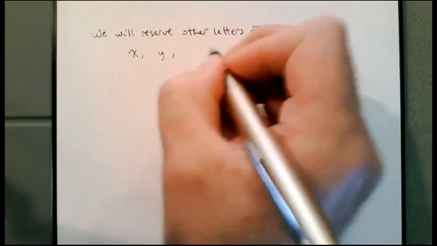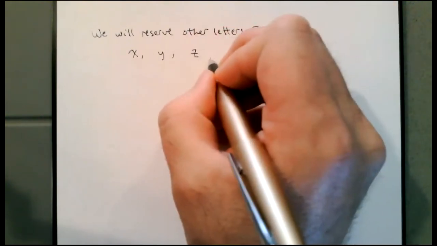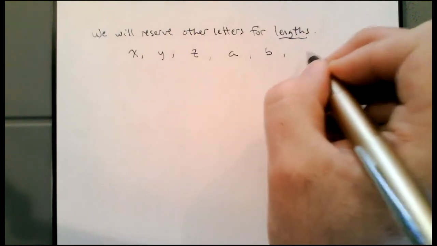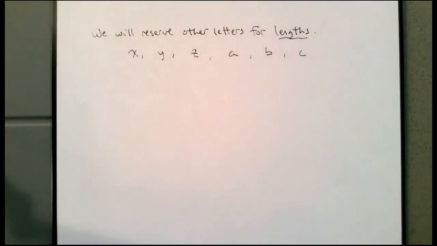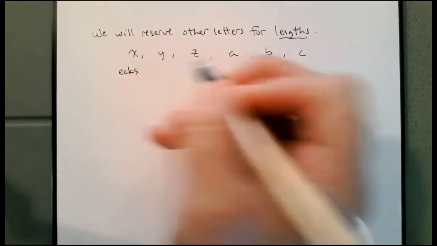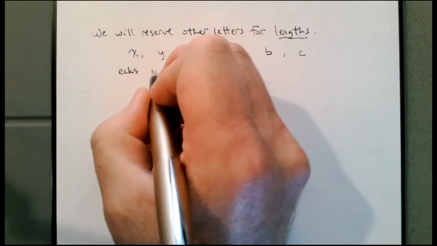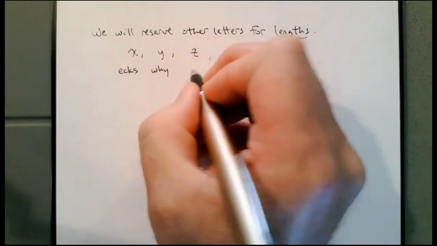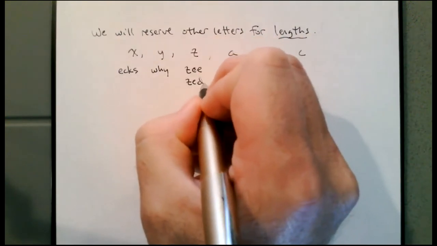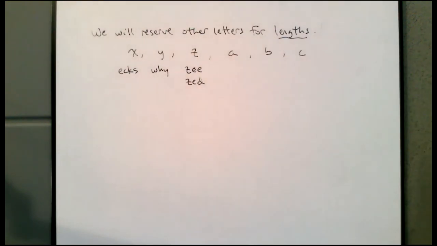So X, Y, Z. These are all going to be for length. X, Y, Z, or Z to be international.